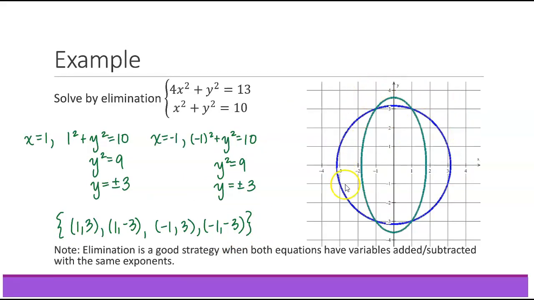Well, here are our 2 graphs. We have x squared plus y squared equals 10, which is a circle. It has that form (x minus h) squared plus (y minus k) squared equals r squared. And then here it's not quite a circle because of the 4 in front. It is, of course, an ellipse, an elliptical shape, almost like an oval. We can see that these 2 intersect in 4 different places. I have 4 different coordinate points: (1, 3), (1, negative 3), (negative 1, 3), (negative 1, negative 3), which confirms.